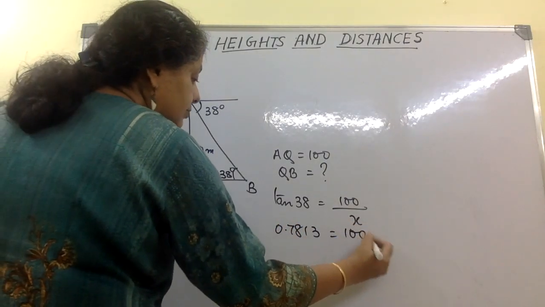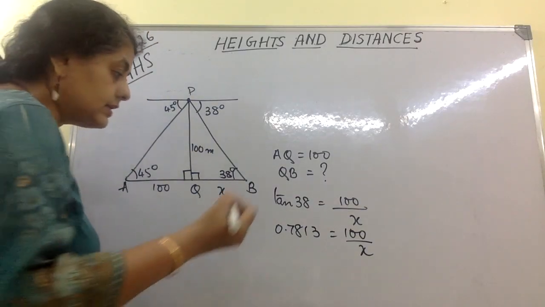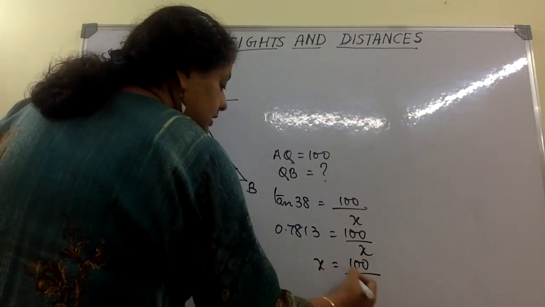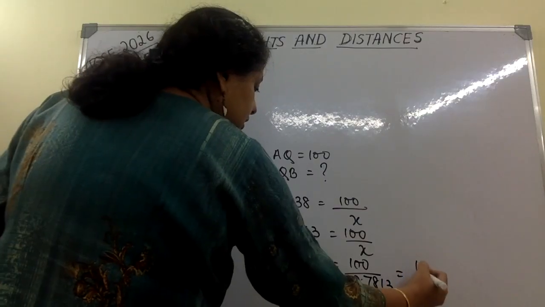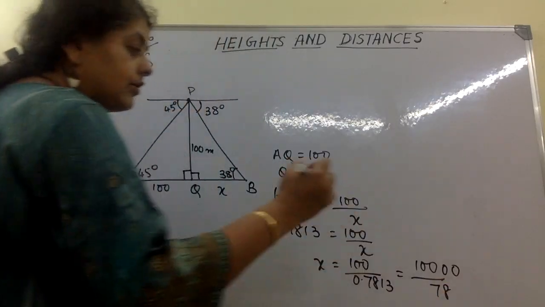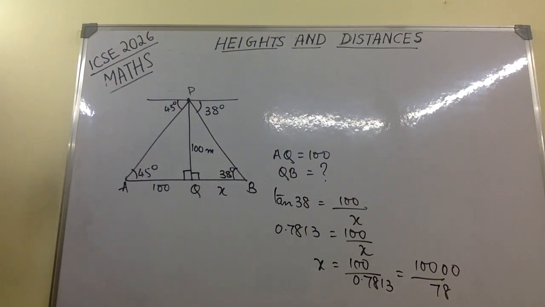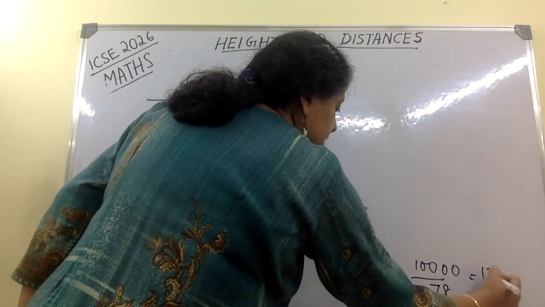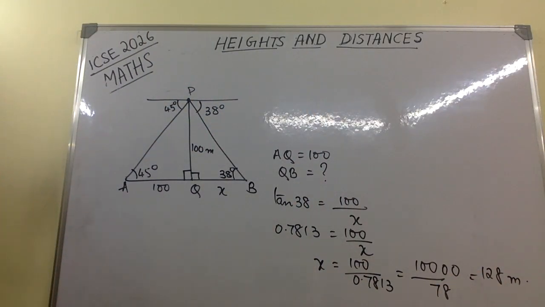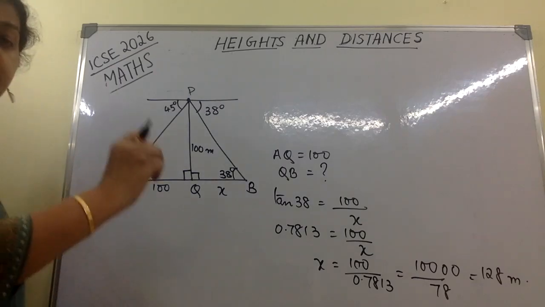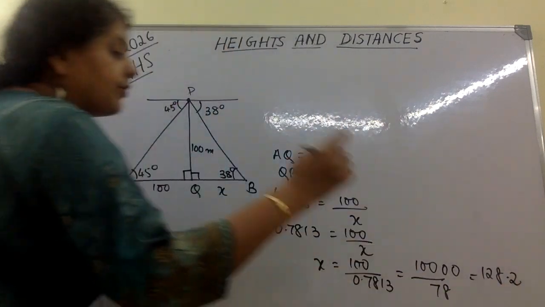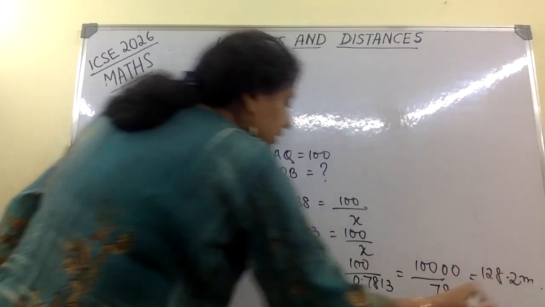0.7813, which is 100 by x. That is 100 by x. So x is how much now? x is 100 by 0.7813, that is 100, and here put 2 more zeros, put a 78. Now you can divide, and as you divide you are going to get 128 from this. I am not going into that division. 128 meters. Now what they have told in this question is you have to give it to the nearest meter. Actually when I do this I get 128.2. 128.2 meters from this calculation.